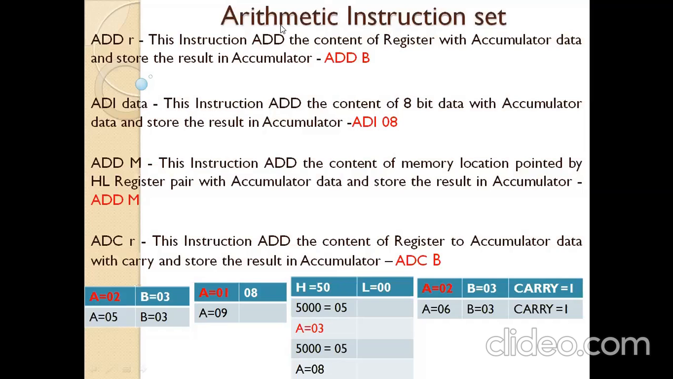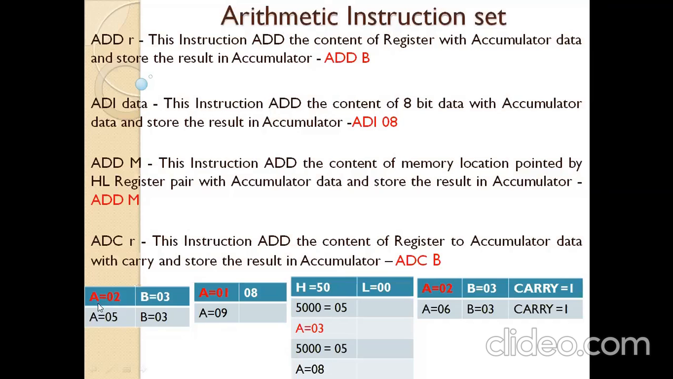In the 8085 microprocessor, we can perform only the arithmetic operations addition and subtraction. First we can see some addition instructions. After that we can see the subtraction instructions. First one is ADD R. The example is ADD B. ADD B means the A register plus the B register content will be added and the result will be stored in the A register.